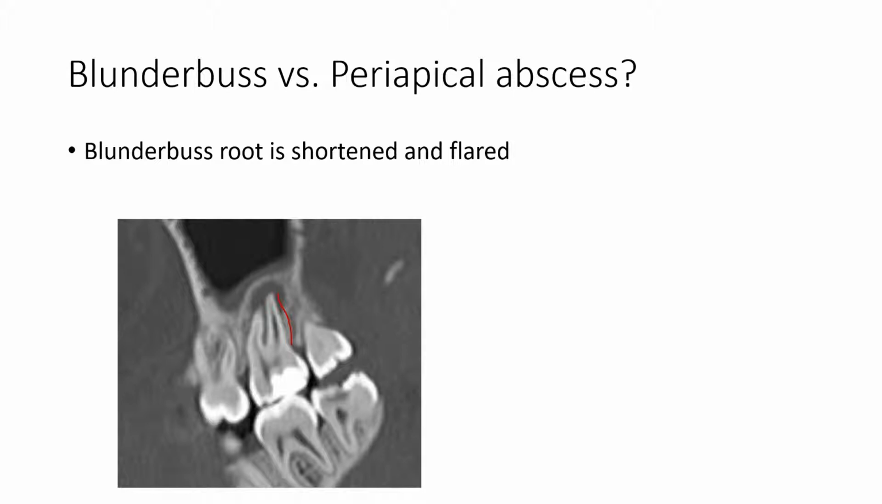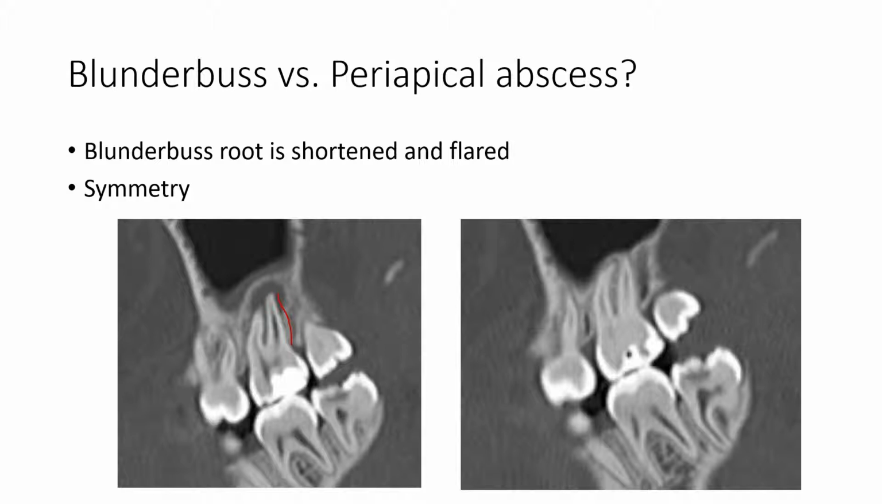And remember, you always want to look at the contralateral side because symmetry is your friend. So the other side looks pretty normal, and the roots are about the same length. So I wouldn't consider this one to be significantly shortened, not when I compare it to the other side. And it's certainly not flared.